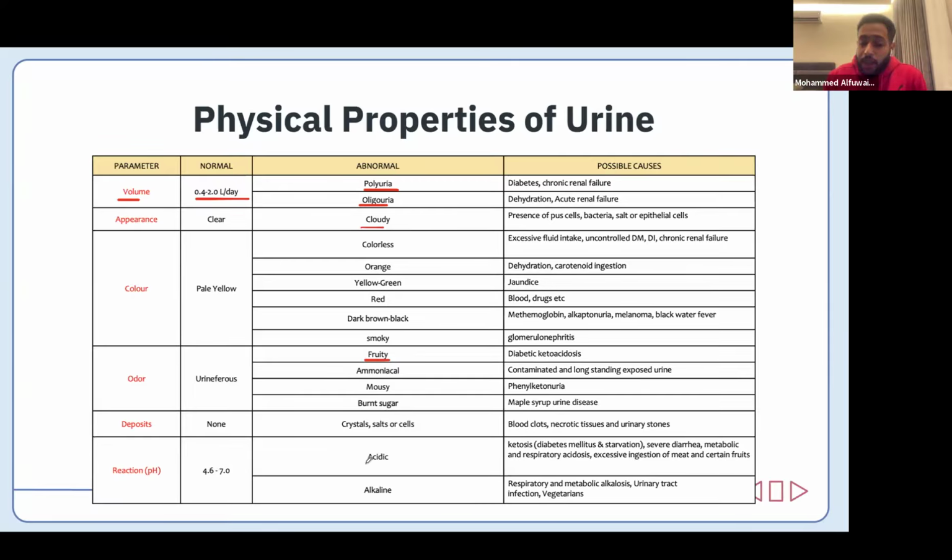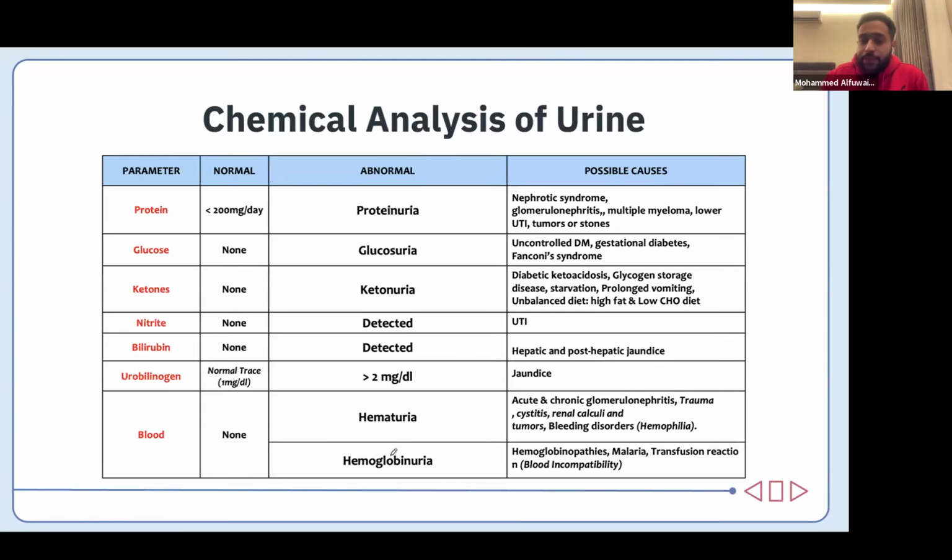Again, and also pH, you can look into the pH of the urine if it's acidic or alkaline, okay? But obviously, there are better tests that we do to check for acidic versus alkaline urine. Now, this is what's more important: the chemical analysis of the urine. We do a urine analysis to see the composition of the urine itself, okay? So now we'll go over it one by one.